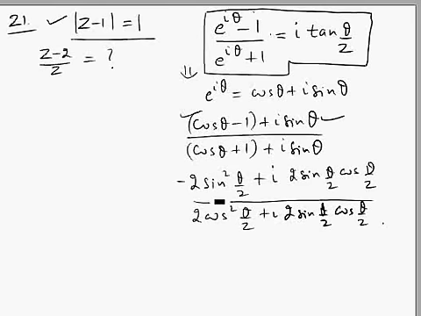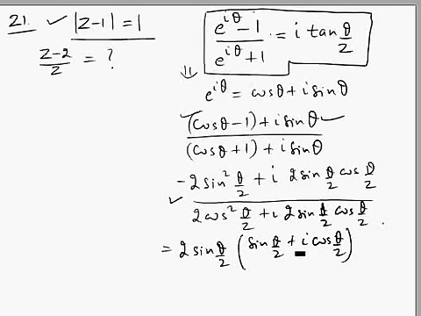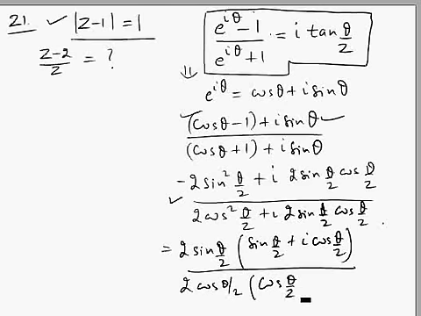Now I want to express this in standard form. Whatever I can take common, I take. I can take 2 sine theta by 2 common from the numerator, leaving sine theta by 2 plus iota cos theta by 2. From the denominator I take 2 cos theta by 2 common, and the leftover is cos theta by 2 plus iota sine theta by 2.